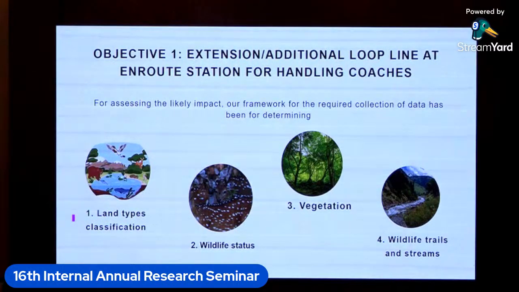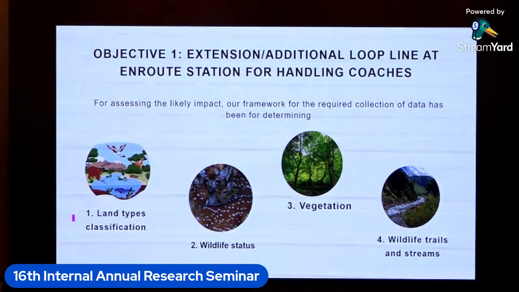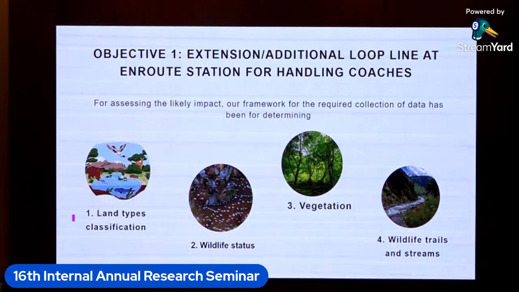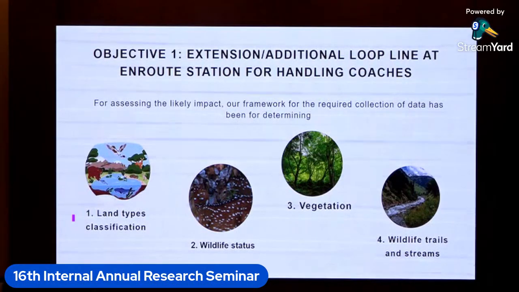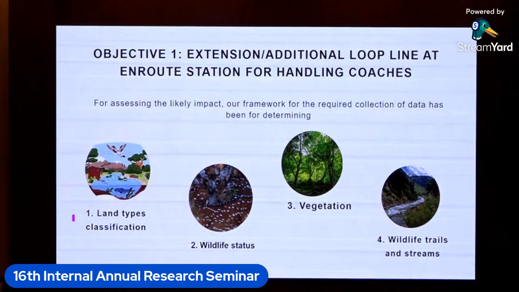For assessing the likely impact of extension or additional loop line at the en route stations for handling coaches, our framework for the required collection of data was for determining land type classification, wildlife status, vegetation, and wildlife trails and streams within 1 kilometer on both sides of the railway track.